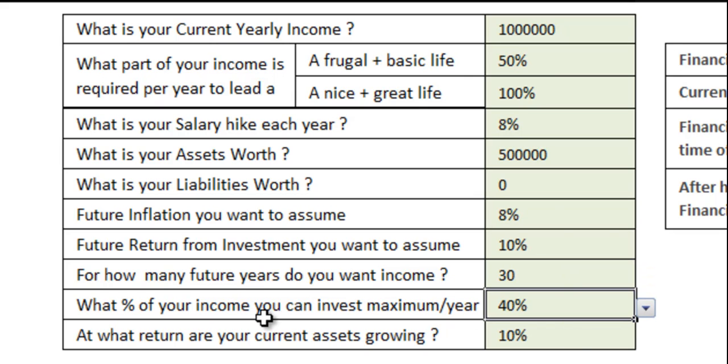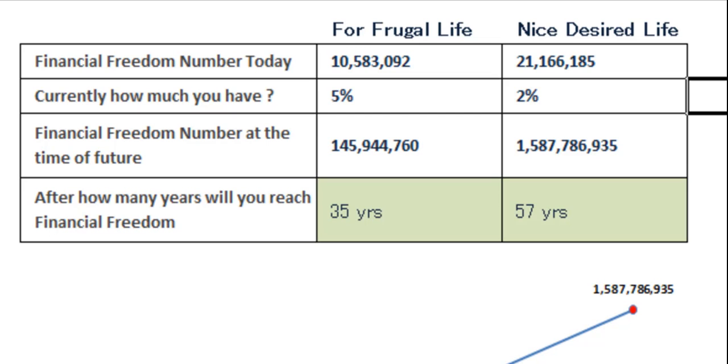And then what percent of your income can you invest maximum in a year? You are earning right now 10 lakh rupees, right, which we defined as the first thing. What part of that 10 lakh rupees can you invest every year for the next many years? So you say that okay, I can invest up to 20%. Let's say I can invest 20% of my income on a yearly basis consistently, and I can also grow that amount by 10% every year. So the moment you put in all this information, suddenly on the right hand side it will show you what is your financial freedom number.